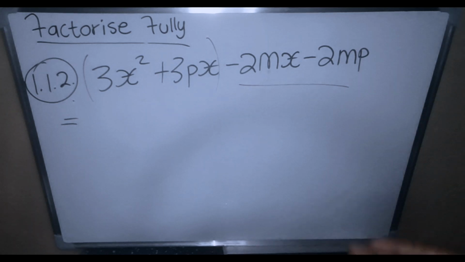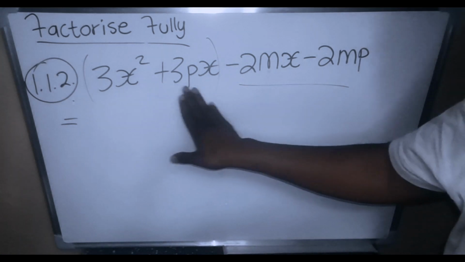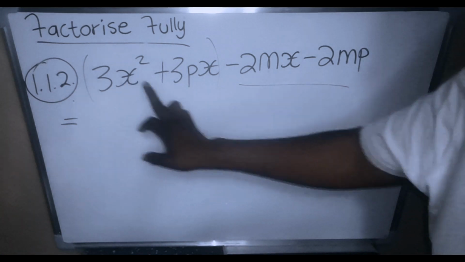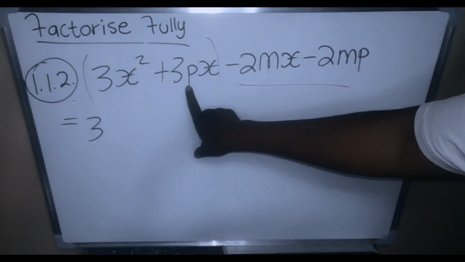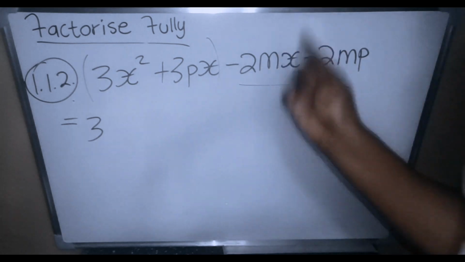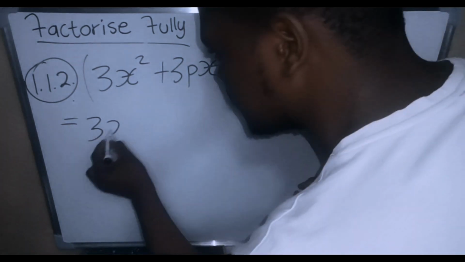Now, when I group them, I need to take out the highest common factor. What's common between the first term and our second term? 3 and 3. 3 is here and here. I take out 3. I've got p on this side, I don't have p on that side. That means p is not common. I've got x and x. x is common. I take out x.